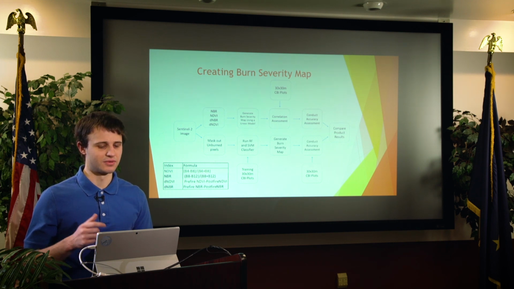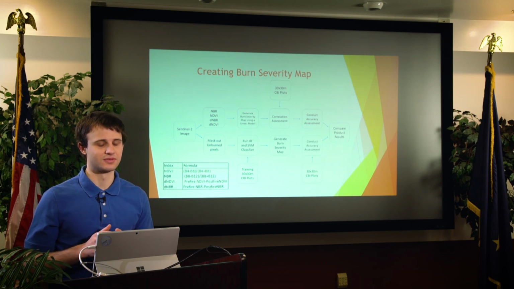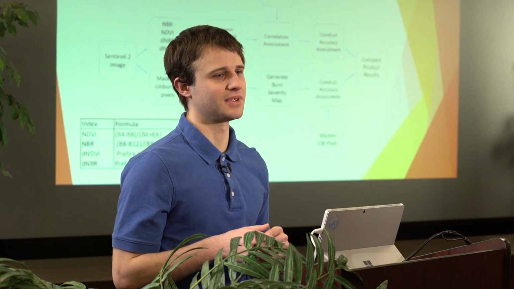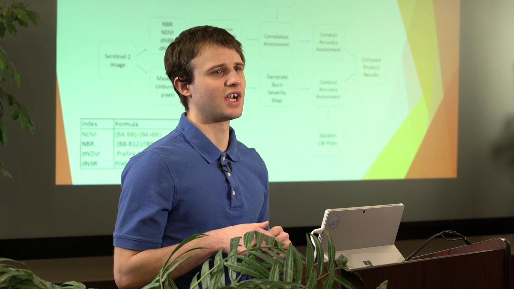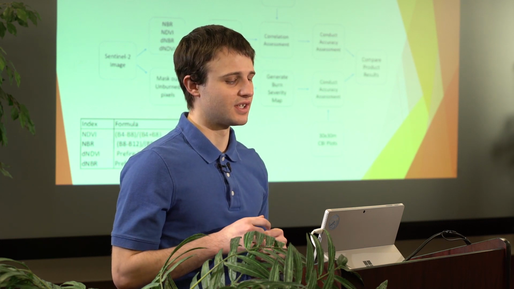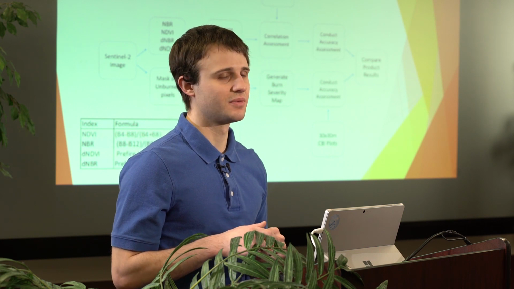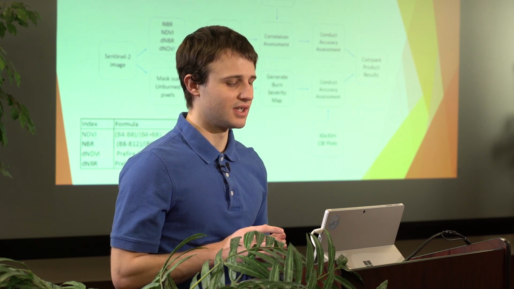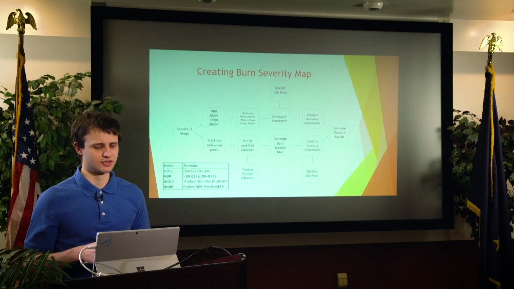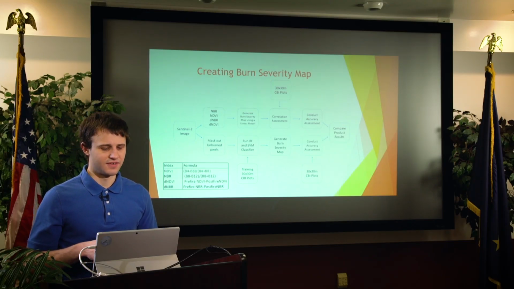And then from that, we're able to generate a burn severity map using a line of best fit. Then we run a correlation assessment to see if these indices are actually correlated with an increase in the composite burn index. We do that by using our 30 by 30 meter CBI plots, and then we conduct our accuracy assessment.